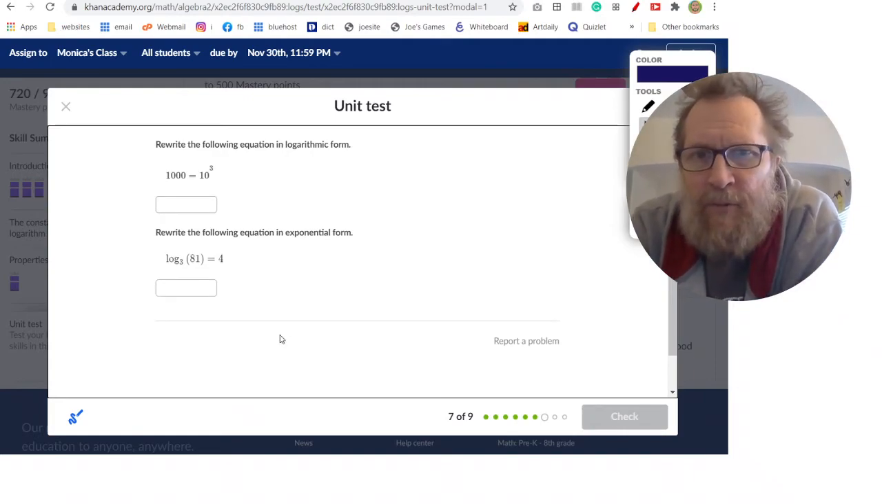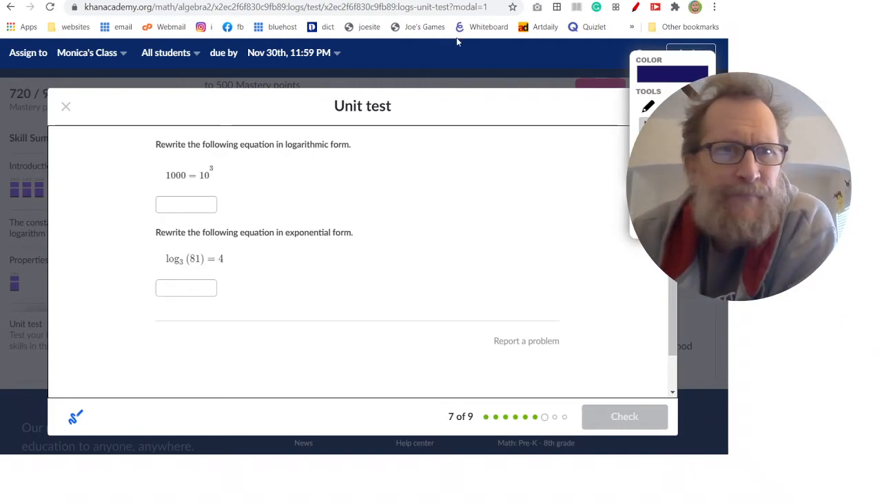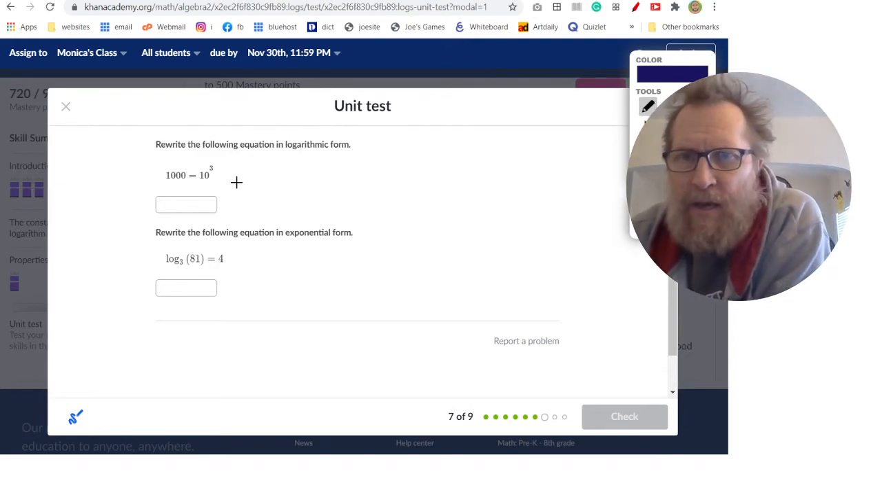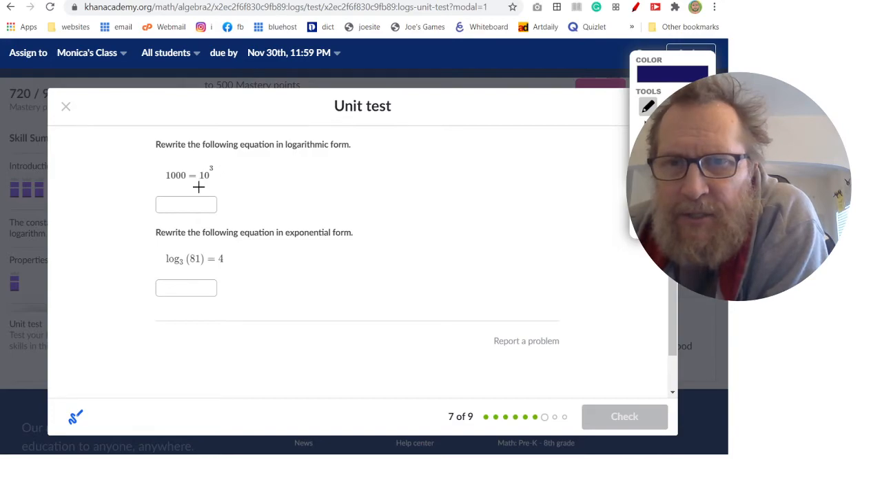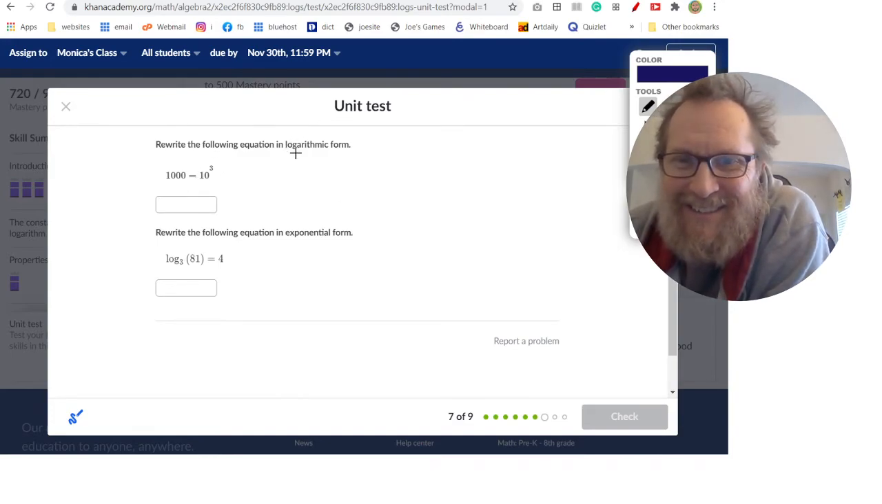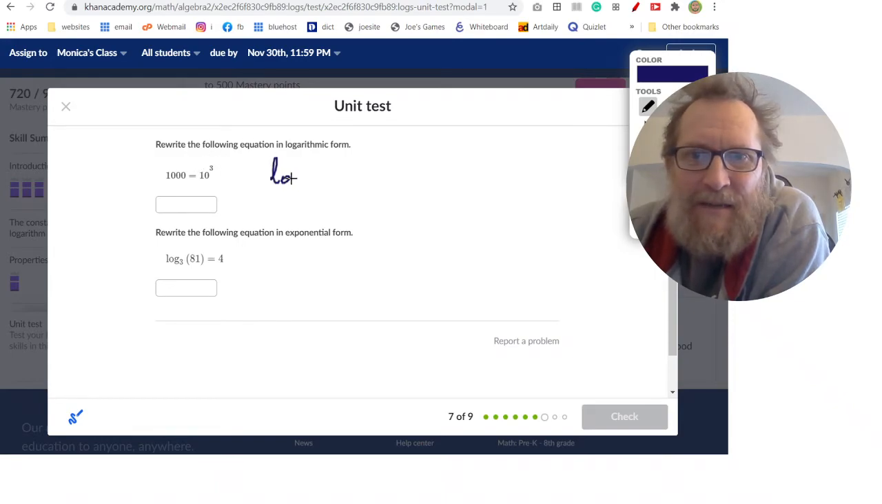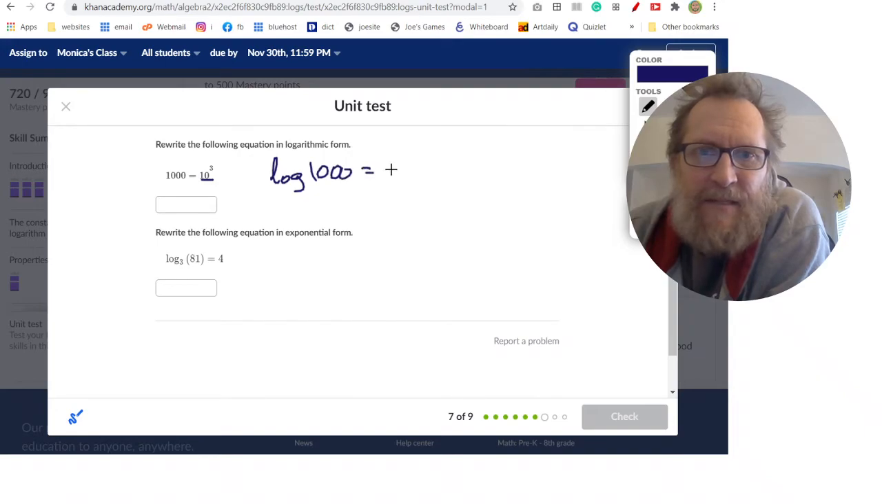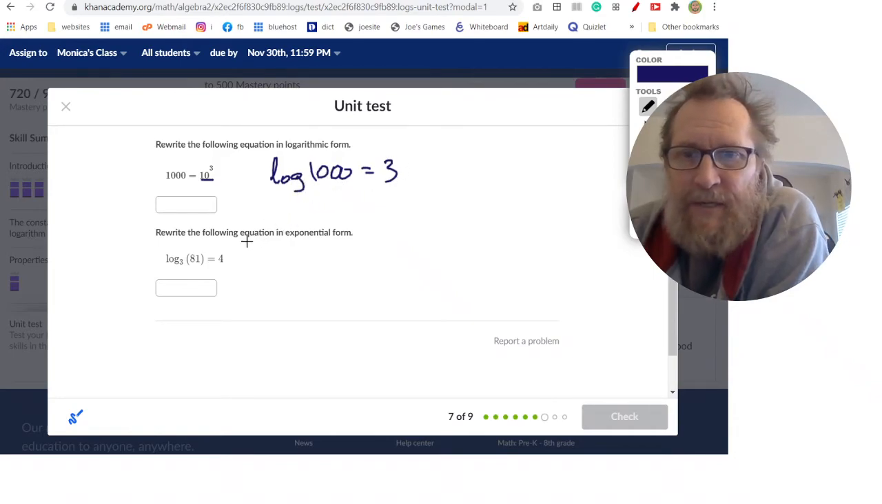Okay, rewrite the following equation in logarithmic form. Let's see what we've got. 1,000 equals 10 cubed. Well, that's true. So then the log equals the exponent, right? Now it's base 10, but I don't need to write 10 when it's base 10. So log of 1,000 equals 3. The log base 10 of 1,000 equals 3, but I can just write log 1,000 equals 3.